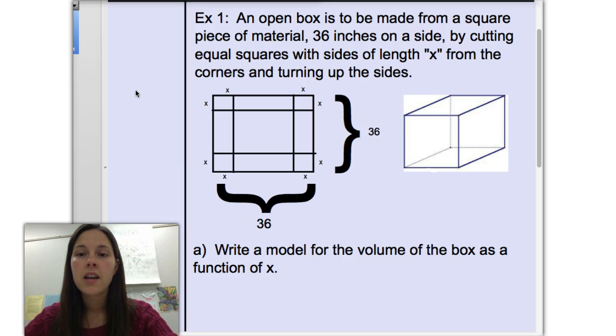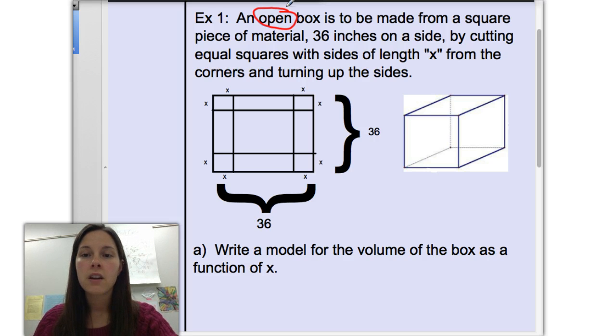Alright, so we have a box made from a square of material. Notice it says an open box, so we know that there won't be a top to it. That's actually kind of an important piece of information. So even though it's not going to help us set up any sort of an equation, it will help us figure out what's going on with this square piece of material and the fact that we don't have to fold anything over to create the top. Alright, 36 inches on a side. Of course, that's going to be important information. That'll help us to figure out some parameters for the x value, which we're going to get to in a minute.